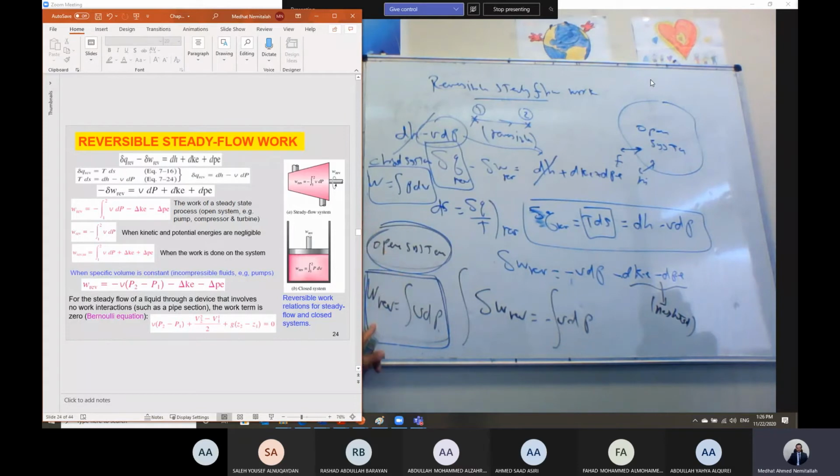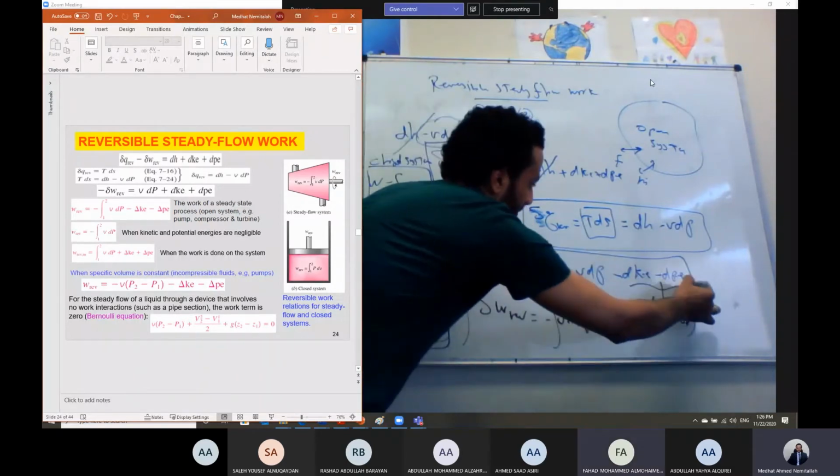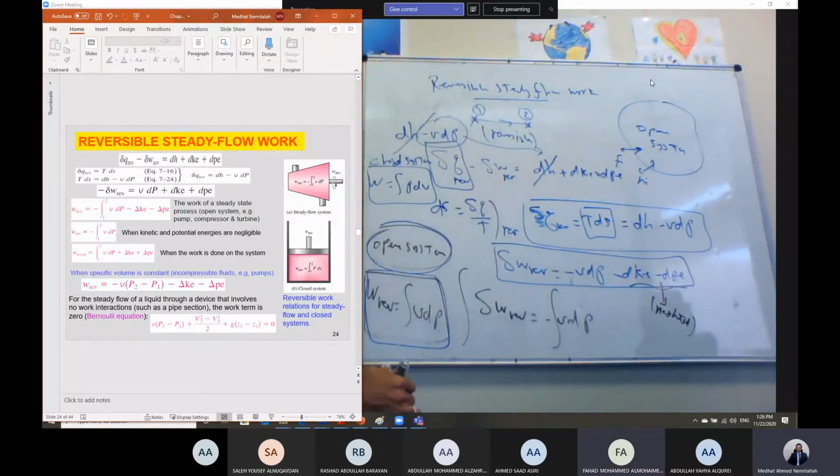In case of an open system, the work is equal to what? Integration of VdP in this case. Okay? Yes. The work for an open system, but not reversible, is it the same? It should be in this case. It depends actually on the process. It will be the same integration, but the process is reversible. In case of reversible, I will solve an example with you to show you this case. Okay, but it should be the same.